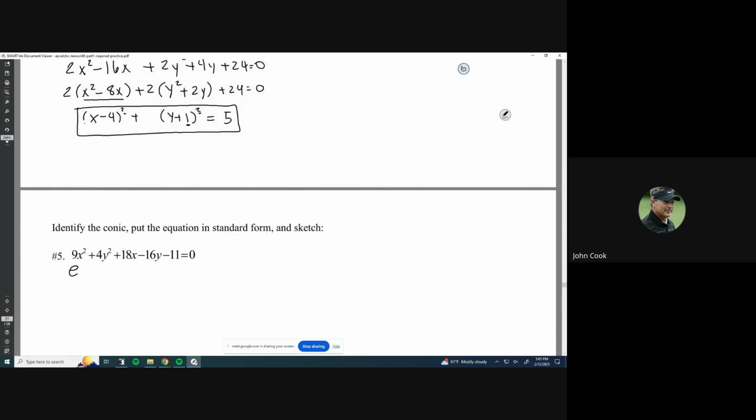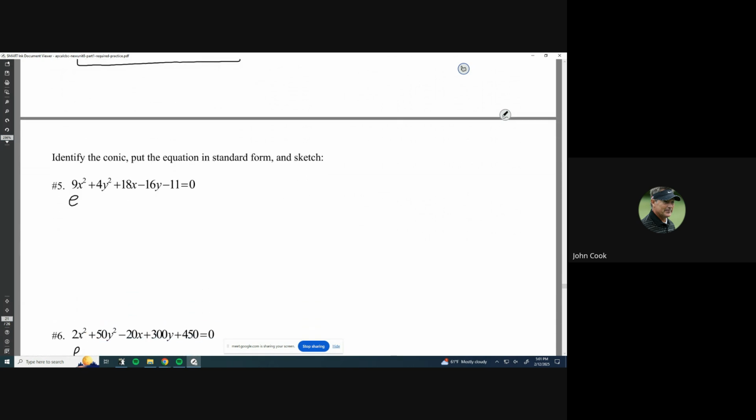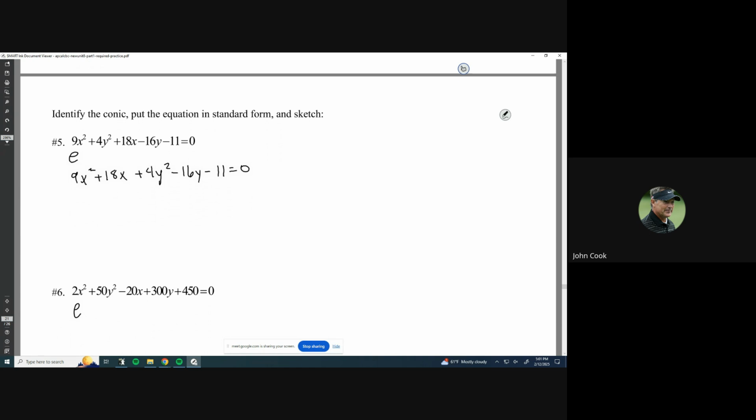All right. Next up, we got these ellipses. So same steps, group together. So 9x squared plus 18x plus 4y squared minus 16y minus 11 equals 0. Factor out the coefficient, so 9 times parentheses x squared plus 2x, plus, and then divide out the 4, and then it's going to be y squared minus 4y, minus 11 equals 0. Complete the square. So 9 times parentheses x plus 1 squared, 4 times parentheses y minus 2 squared.